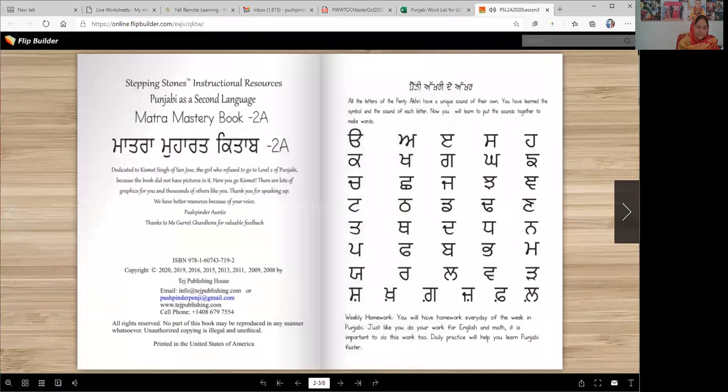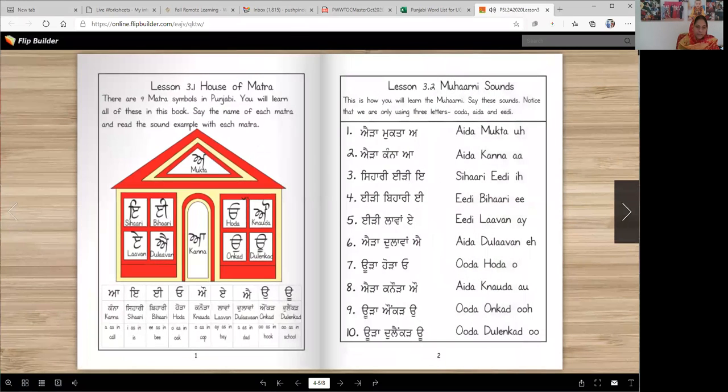Welcome. You already know your Panti Akhri. I hope you're saying it every day. I hope you're saying the letter names and the sounds every day. Make sure you do that. And in this lesson, we are going to learn the matras. It's so exciting. Once you know the matras, you can read any word in Punjabi. It'll be so amazing. You're going to become a reader today.